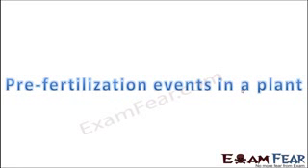Let us talk about the pre-fertilization events. Now, in our previous lesson, we saw that whenever we talk about sexual reproduction, there are three major phases in sexual reproduction. First is the pre-fertilization, next fertilization, and finally post-fertilization. So here also we will talk about each of these phases one by one. So first we will talk about pre-fertilization events in a plant.